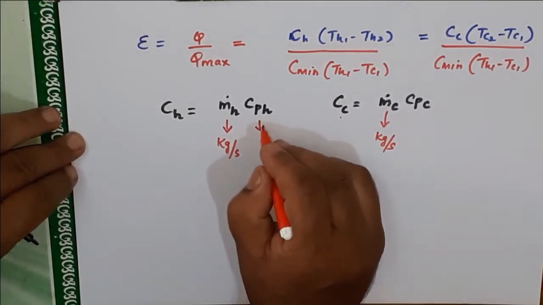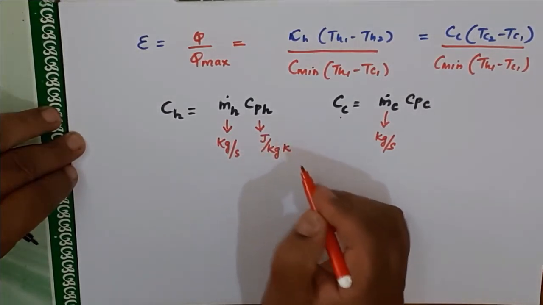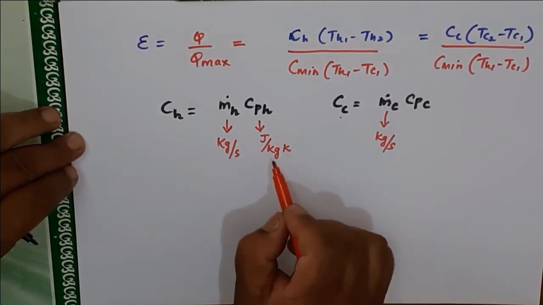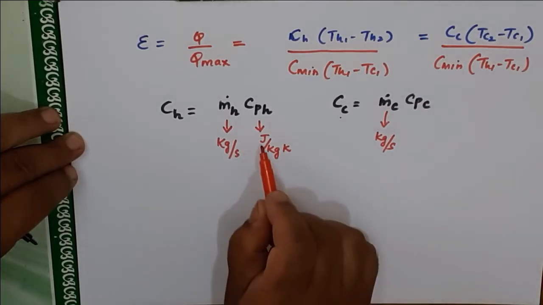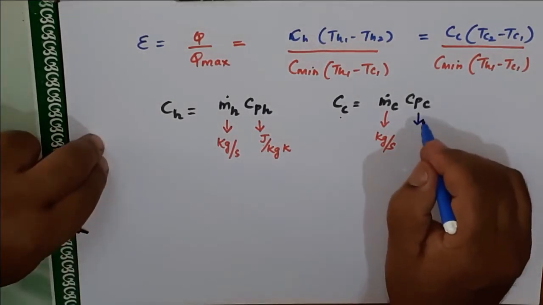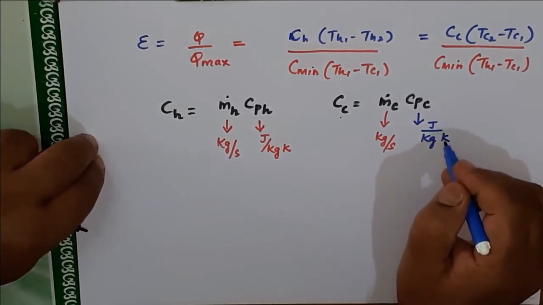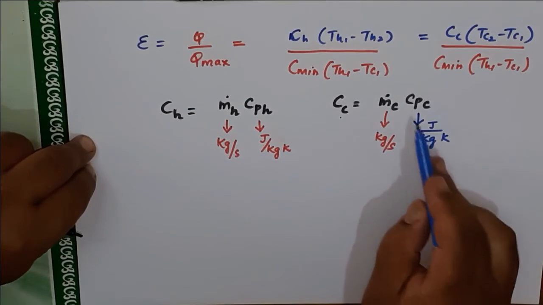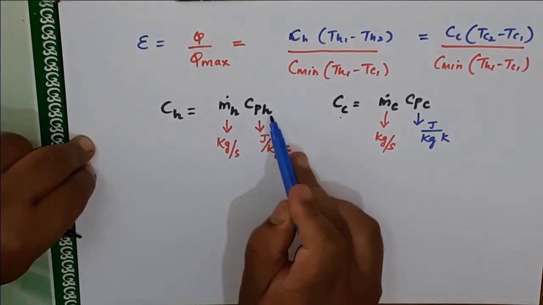What is this Cp? The unit is joules per kilogram Kelvin or kilojoules per kilogram Kelvin. For one kilogram of hot fluid, the temperature will drop. How much energy must it lose for one kilogram of hot fluid to drop by one Kelvin or one degree? Now for the cold fluid, Cp has the same unit, joules per kilogram Kelvin. The cold fluid temperature will rise. Cp is the specific heat; C represents the cold fluid and H represents the hot fluid.